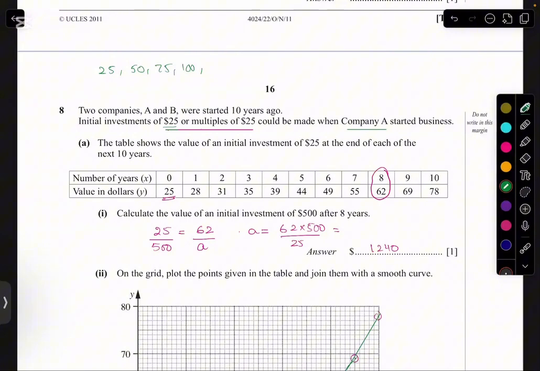ठीक है. मल्टीपल्स ऑफ 25, ये वो वैल्यूज हैं जिसमें आई कैन स्टार्ट माई इन्वेस्टमेंट विथ. If I move on, it could be a 125, it could be a 150, it's a 175, it's a 200, and so on. ठीक है. मल्टीपल्स ऑफ 25. तब जरूरी नहीं है कि मैंने अगर 25 के साथ स्टार्ट किया तो आप भी 25 के साथ इन्वेस्टमेंट कर रहे हो सकता है कि आपने 500 की इन्वेस्टमेंट की हो, या हो सकता है कि किसी और ने 150 की इन्वेस्टमेंट की हो. So this is basically what they are trying to say with regard to this question. Initial investment of $25 or multiples of 25 could be made when company A started the business. यहाँ तक समझ आ गया?